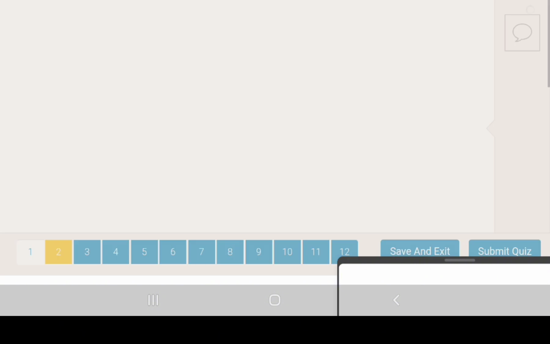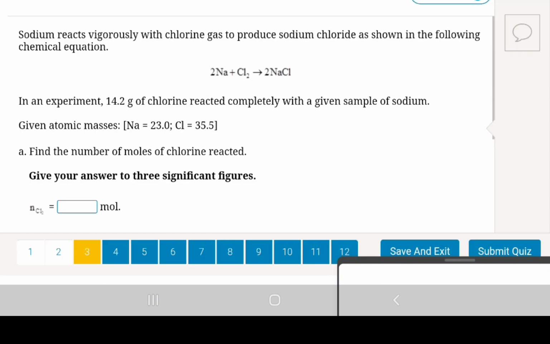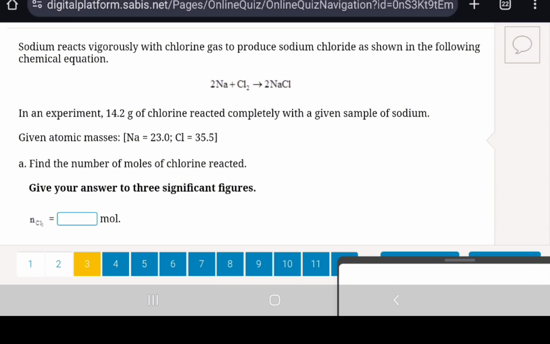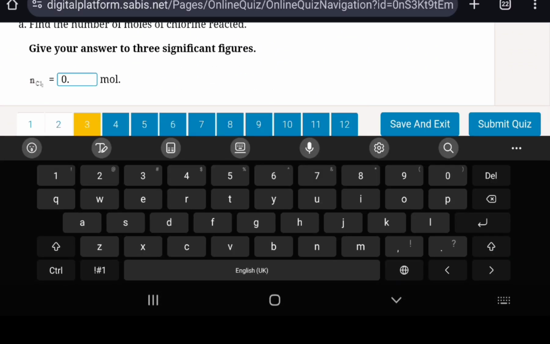Number 3. For this one, we need to find out the moles of chlorine. We have the mass of chlorine, which is 14.2, and we divide that by 71, which is the molar mass of Cl2. We get 71 by multiplying 35.5 by 2. The moles is 0.2, but we need 3 significant figures, so it's 0.200.